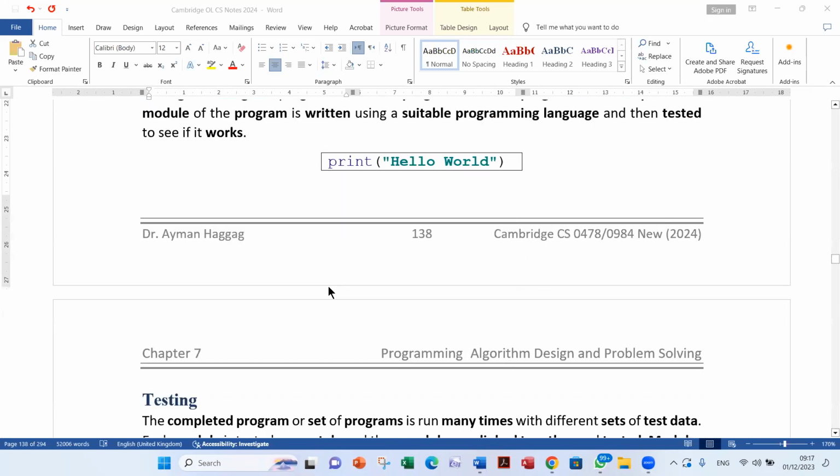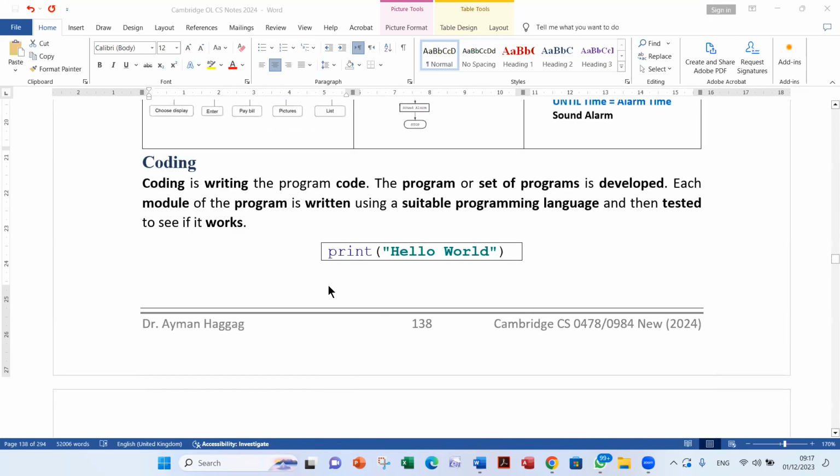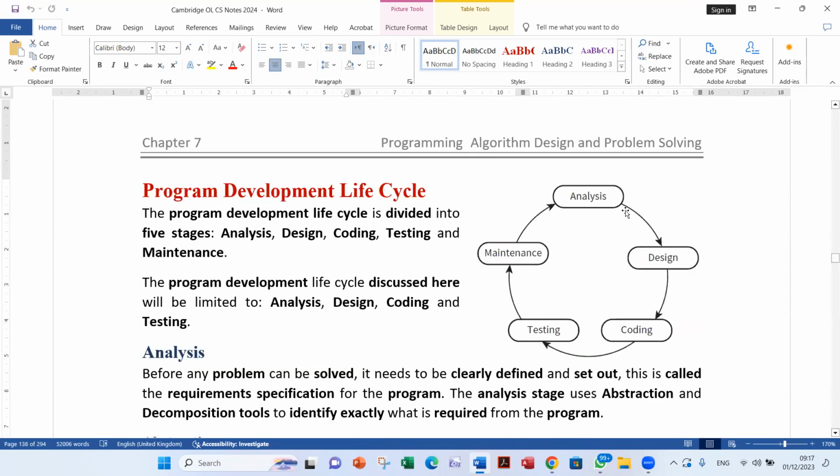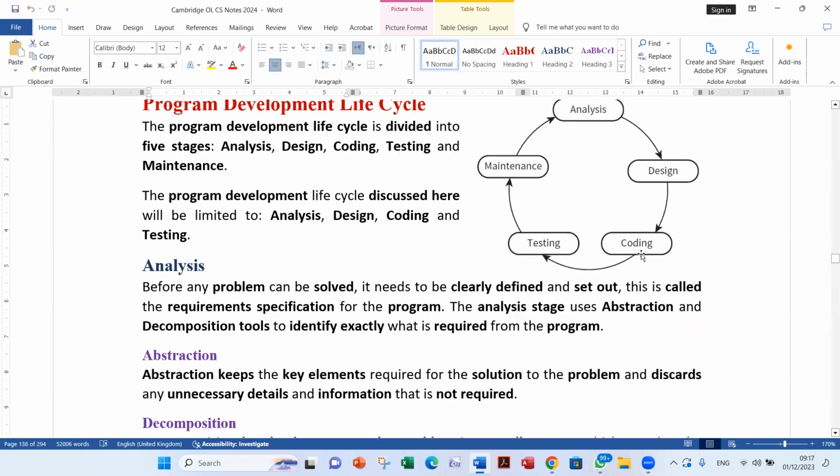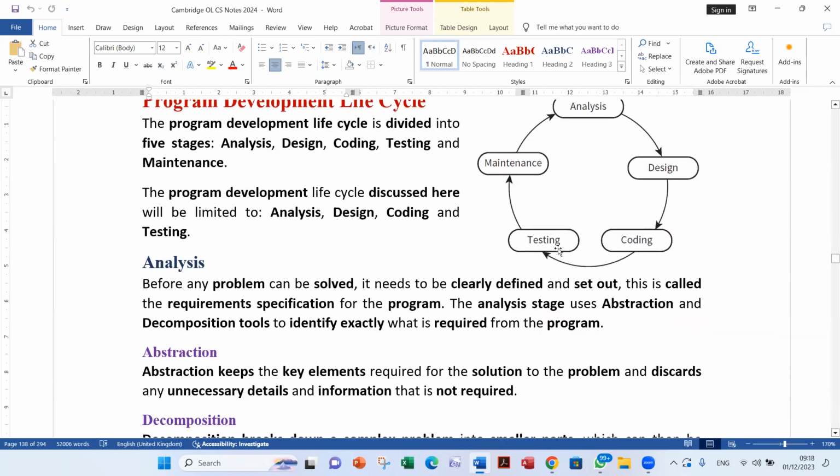Then you go to coding. Coding is about writing programming code. I have here, for example, print hello world in Python. I will be showing you bits of Python today and also bits of pseudocode. But actual coding is actual writing. So I have here print hello world just as an example of code written in Python. So you do analysis, then design, then coding, and afterwards you do testing.